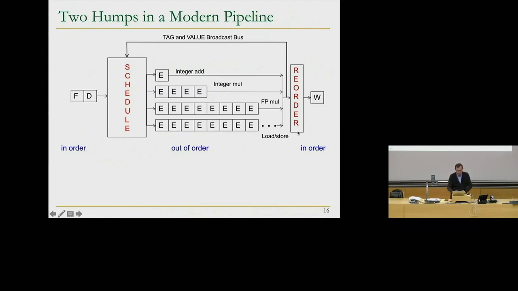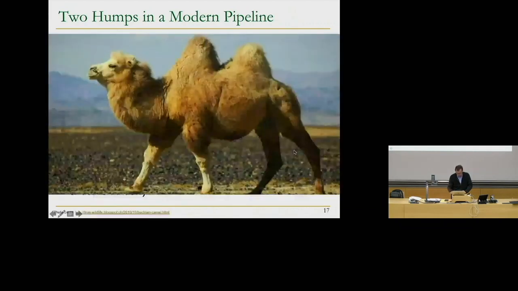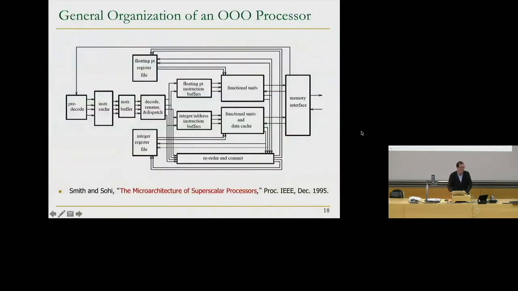So this part we've already covered. This part we've already covered. Now we're going to look at this part. This part of the pipeline is completely out of order now, the scheduling. The first one is the reservation stations, also called the scheduling window. The second one is reordering, so you have a reorder buffer, instruction window, or active window. Maybe this is a good analogy of a pipeline with two humps, right? It's not an exact analogy, but instructions come here, and then they get reordered in the middle, and then they go out. Okay, that's a joke.